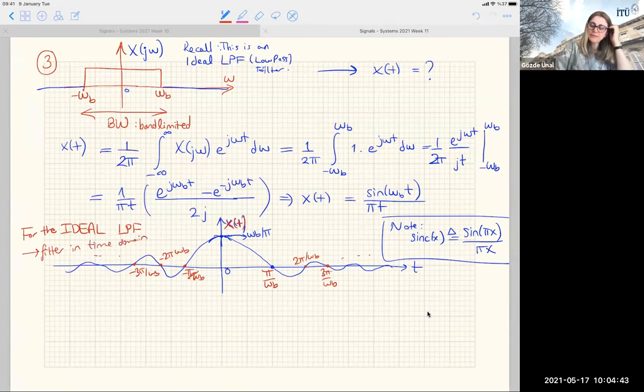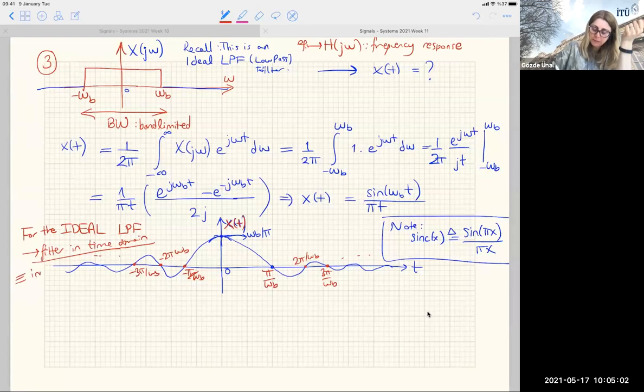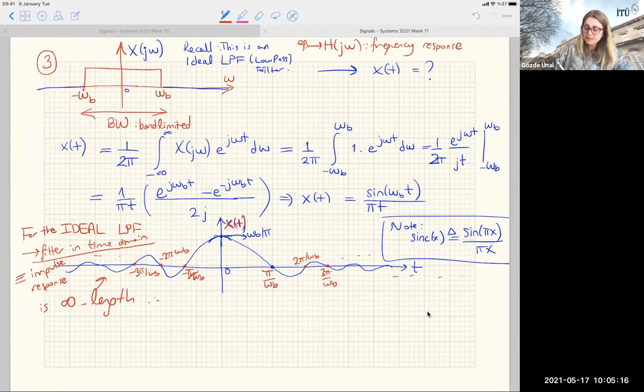I mean, you can think of this as the frequency response, right? This is like h of j omega, the frequency response. It's the Fourier transform of the impulse response, right? So this is the filter in time domain. Equivalently, this is my impulse response. You see, it is infinite length. Look at this signal, it continues to plus minus infinity. Therefore, you see, the ideal filter is not realizable actually.